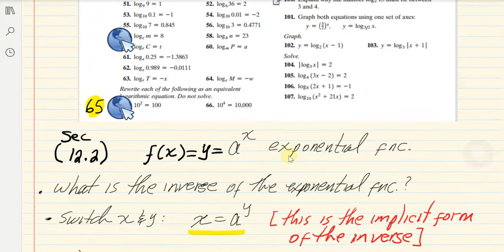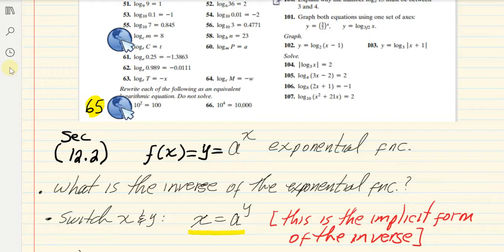In our first step, I'm going to switch the x and the y. Remember, the equation we started with was y equals a to the x. So you swap the x and y. So x is now on the left, y is the exponent. Now at this point, just switching the x and the y creates the inverse function. So this is the inverse function, but as I mentioned earlier, this is what we call the implicit form of the inverse function.